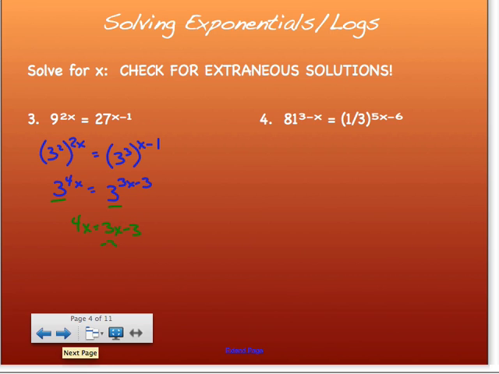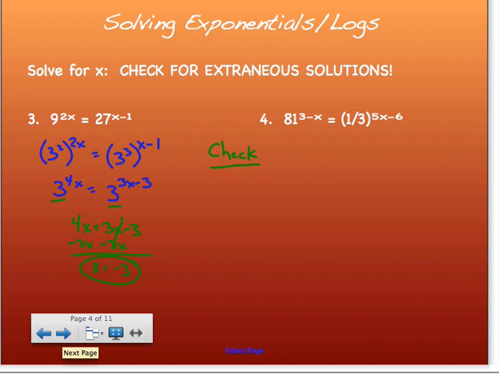And then I'm going to go ahead and subtract 3x from both sides. 4x minus 3x is x, and I just have a negative 3. So I think my answer is x equals negative 3. Now, again, let's plug it in. I'm going to just do it over here and check it over here, and then I'll erase it so I can do number 4.